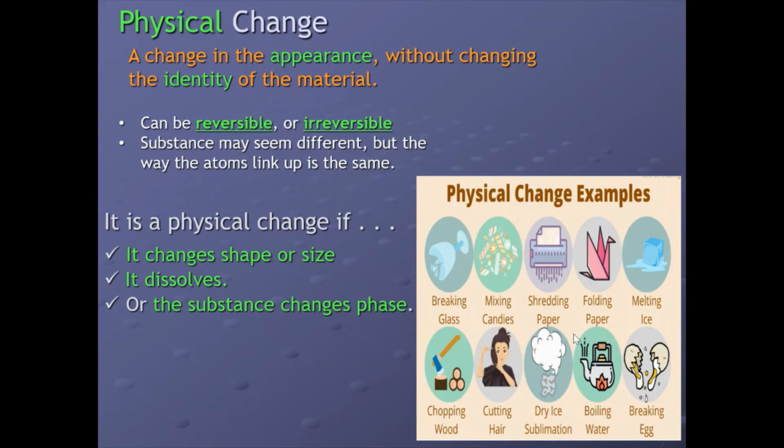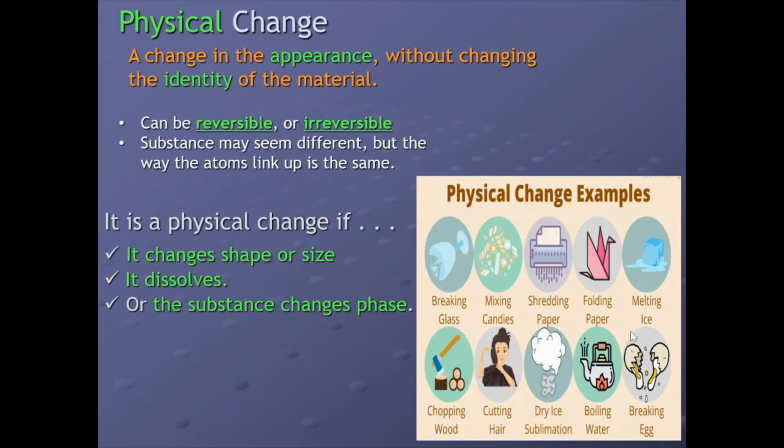And substances may seem different, but the way the atoms link up is the same, right? So an example of that could be ice versus liquid water versus steam, right? It may seem like they're all different, but the atoms are all linked up in the same way. It's still H2O. And so it is a physical change if it changes shape or size, if it dissolves, or if the substance changes phases, again, like solid, liquid, gas.